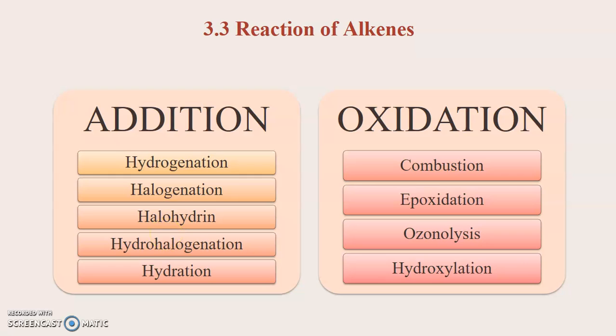Bismillahirrahmanirrahim. Kita sambung lagi dengan reaction of alkenes. So, alkenes can undergo two types of reaction, addition reaction and oxidation reaction. Under addition reaction, we have five reactions. First, hydrogenation, halogenation, halohydrin, hydrohalogenation, and hydration.